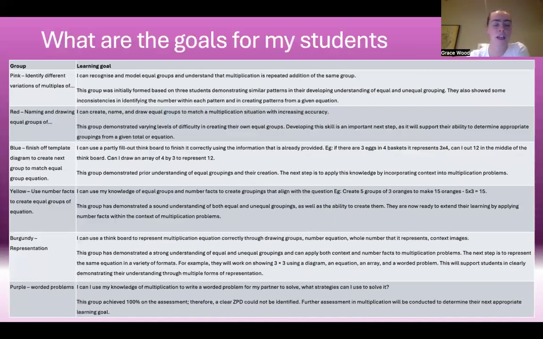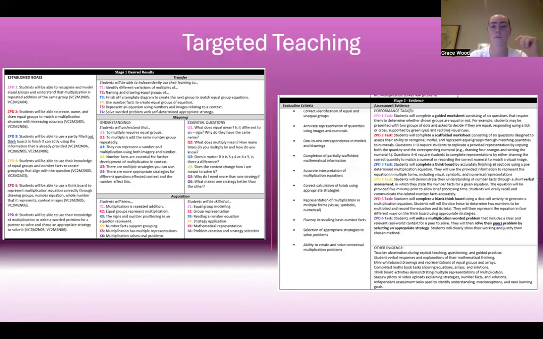This is the breakdown of learning of the groups. I'm not going to go through that in much detail because it's the same thing as justifying this. So the pink group identifies different variation groups. Red group, naming and drawing equal groups. Blue, finish off templates and diagrams. Yellow, use number facts. Burgundy, representation. And purple is worded problems.